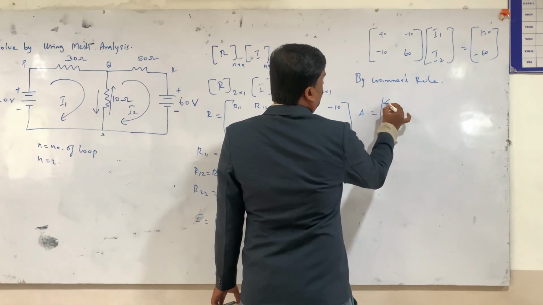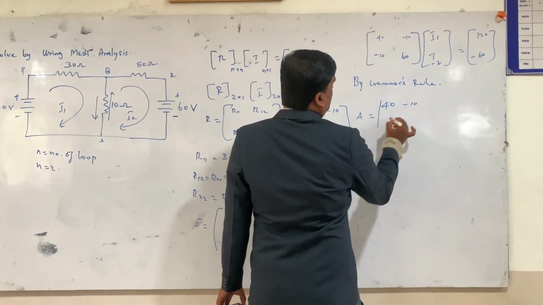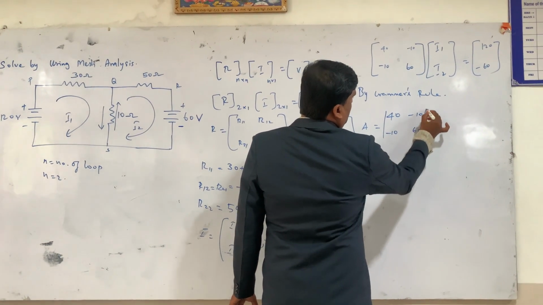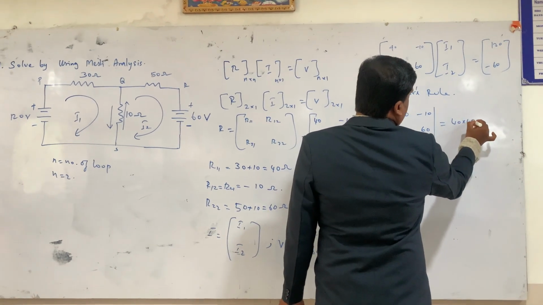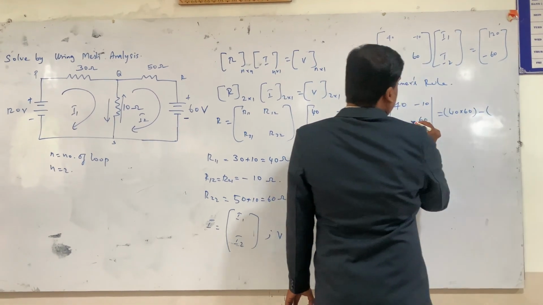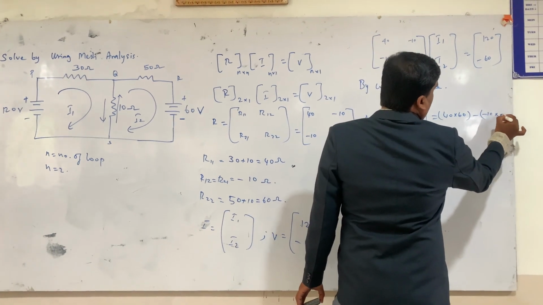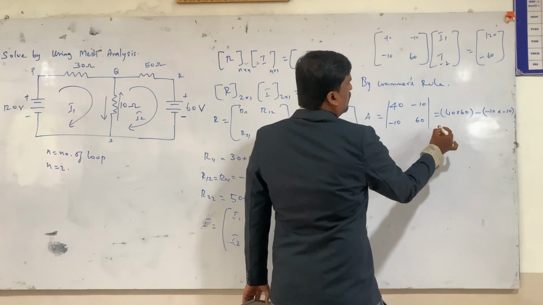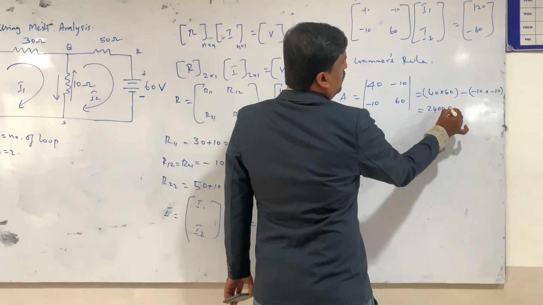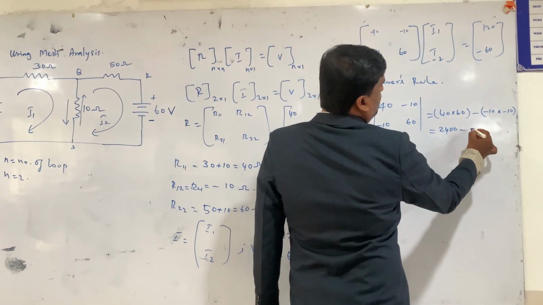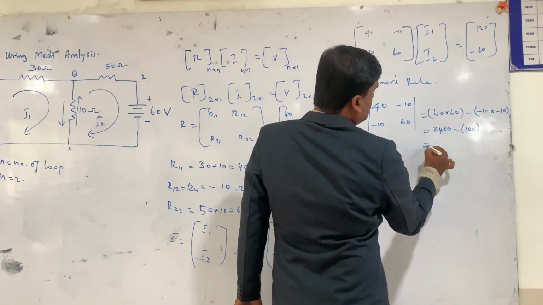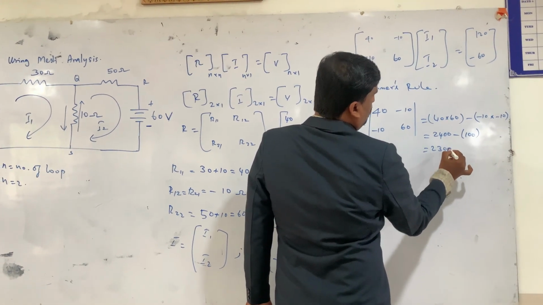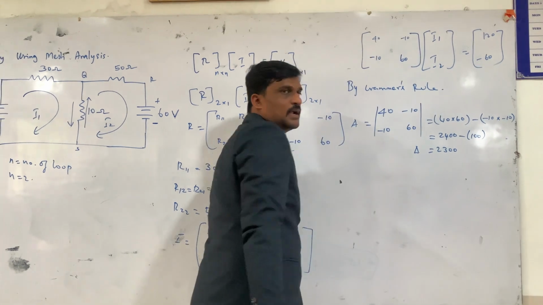So the determinant of 40, minus 10, minus 10, 60. Here it is 40 into 60, minus minus 10 into minus 10. So here it is 2400 minus 100. So here it is 2300. This is the value for del.